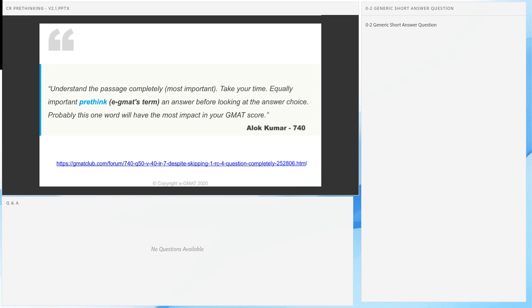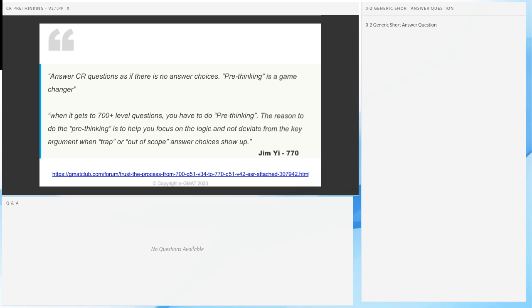Okay. There are a few folks who've echoed the same sentiment. It says, understand the passage completely, take your time. This one word will have the most impact on your GMAT score. This guy improved from the 35th percentile in CR to the 97th percentile, if memory serves me right, in about 20 days just by doing pre-thinking. The fundamentals for him were there. And he says, answer CR questions as if there are no answer choices.